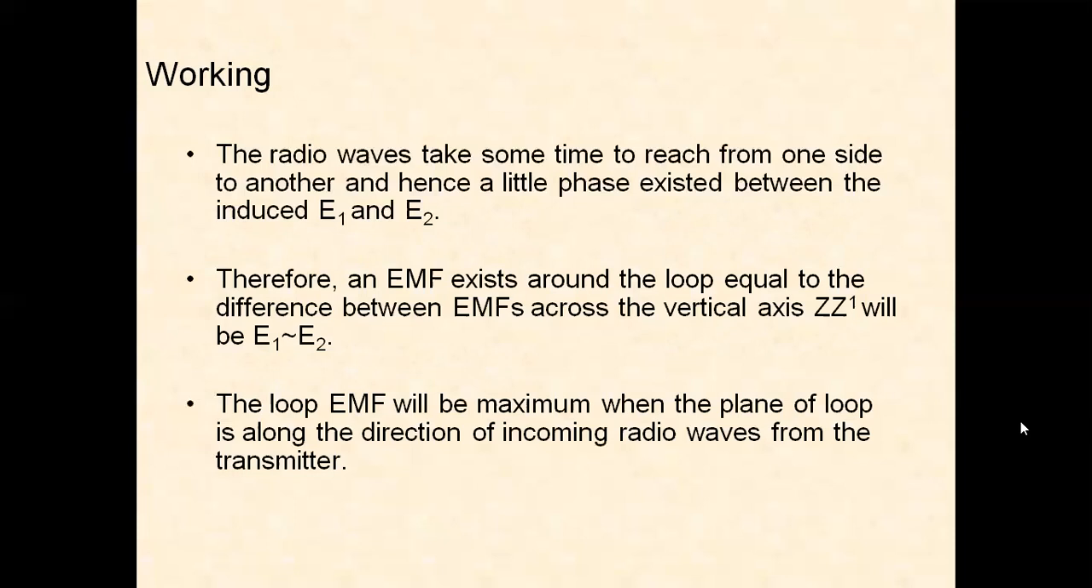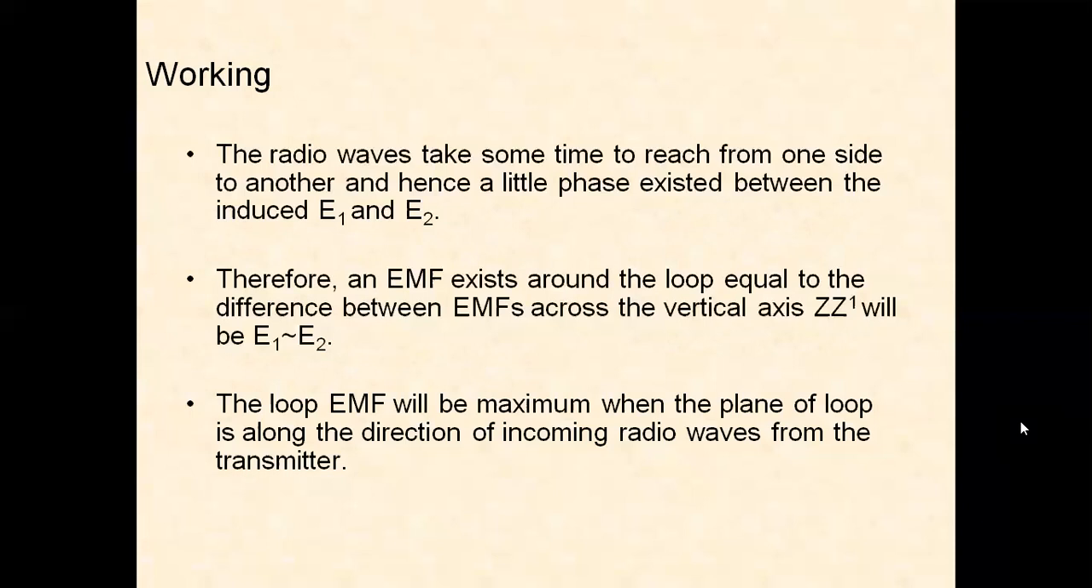The loop EMF will be maximum when the plane of the loop is along the direction of incoming radio waves from the transmitter. The working principle of the loop is such that along the perpendicular direction there will be the radiation pattern. The radiation pattern is doughnut shaped. The loop antenna is suitable for direction finding applications.